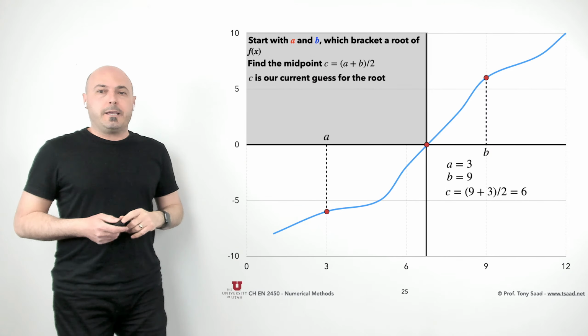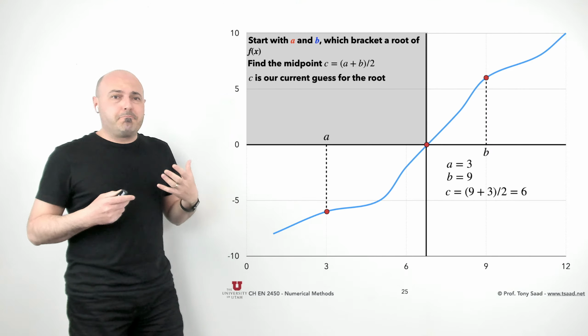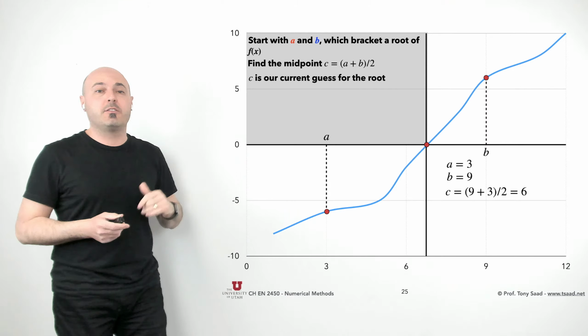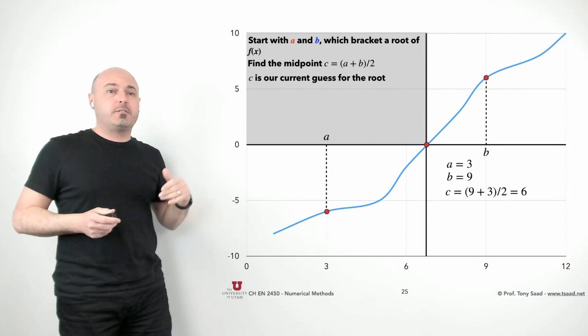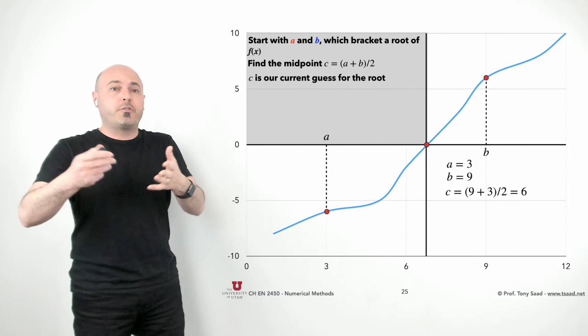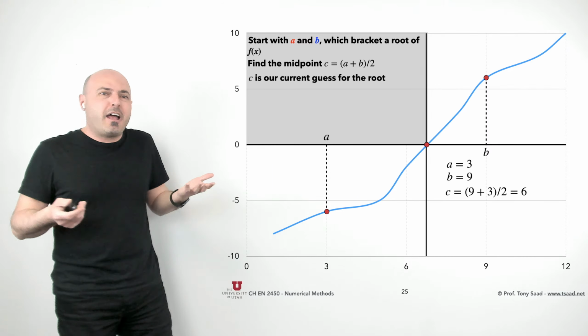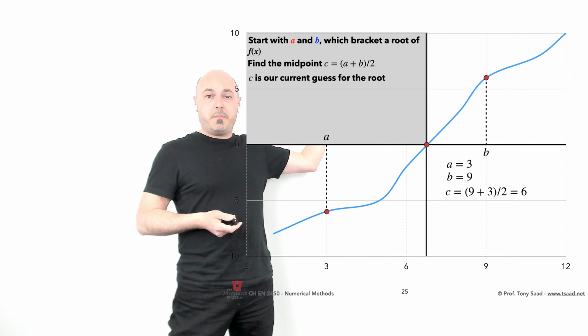The next step is to say, okay, I've bracketed the root. How can I guess where the root is? We're just going to take a blind guess and say the root is going to be in between A and B. You could say it's going to be 1/3 or 2/3 of the way between A and B. It doesn't matter. We just chose to take it in half because that's the simplest choice. So you find the midpoint, C.